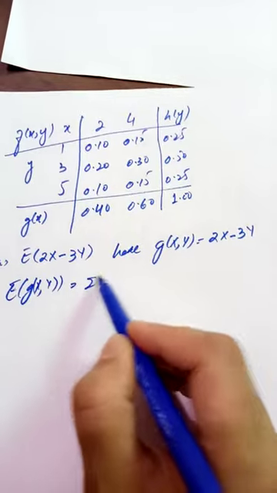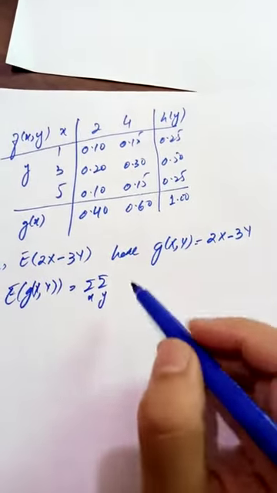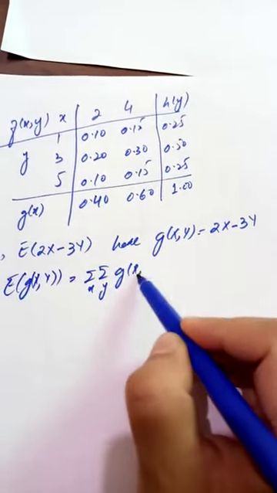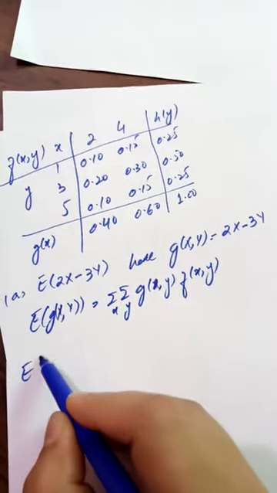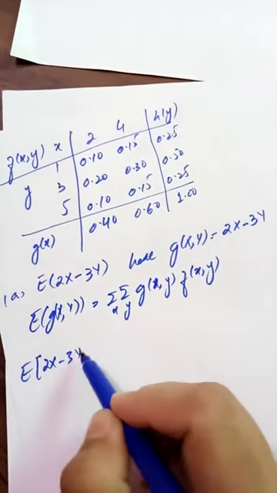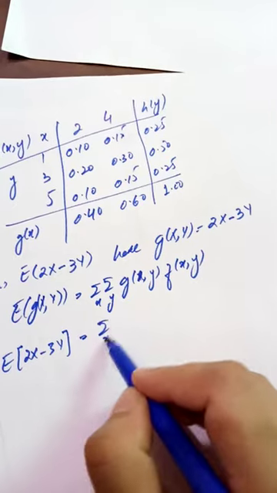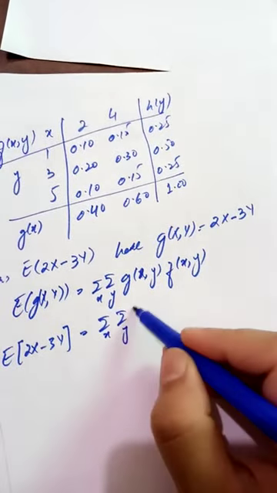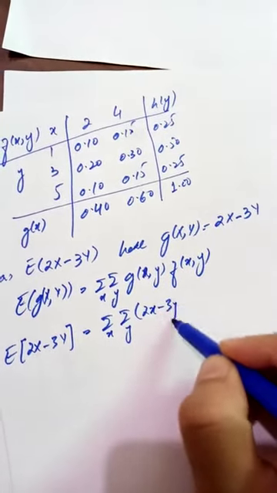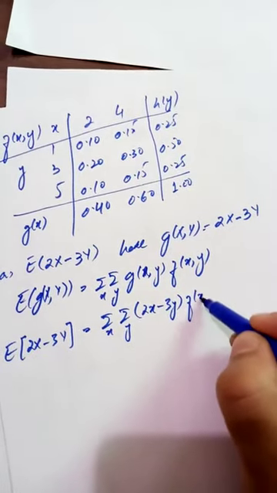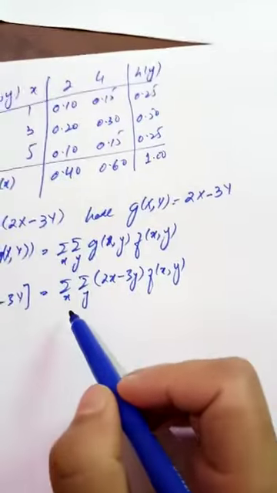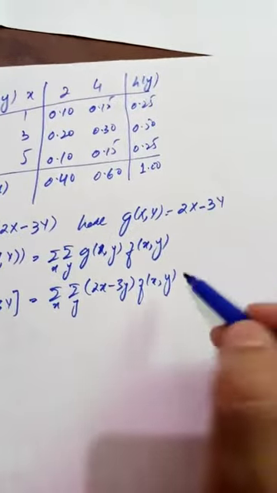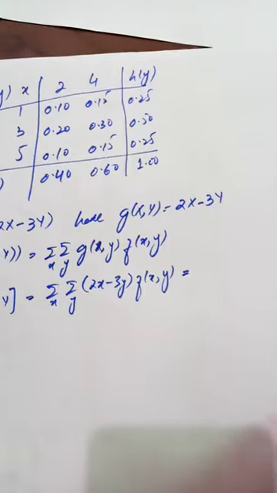It is equal to the double summation over x, y of g of x, y times f of x, y. So let's substitute our values. We want to compute the expected value of 2x minus 3y. So we may write summation over x, summation over y. Our function is 2x minus 3y, times f of x, y. I'm going to substitute all pairs of x and y one by one, and then we will compute our expectation.